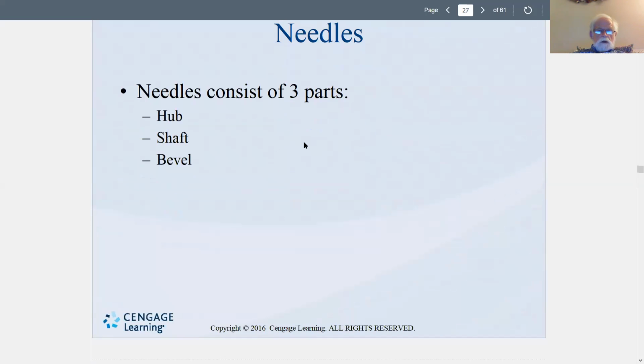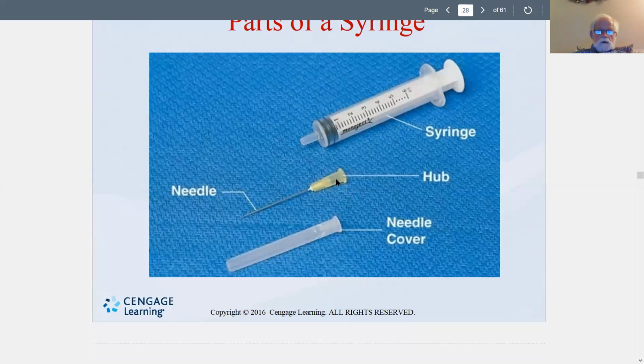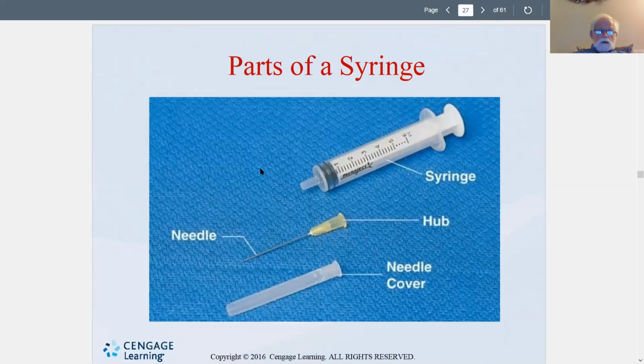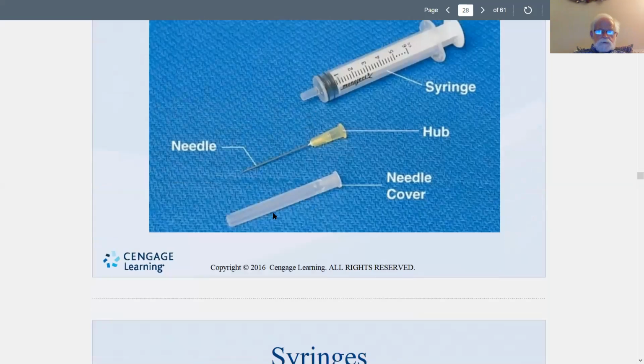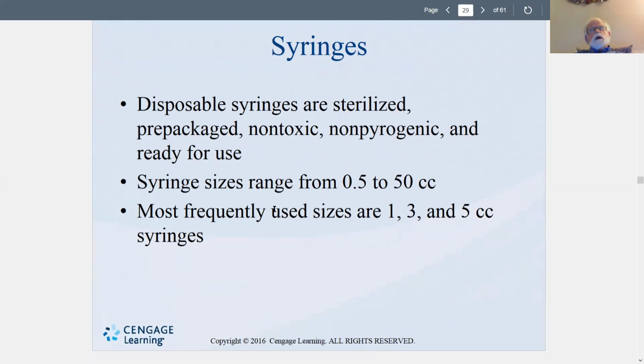The needles themselves have three parts. We've got the hub, we have the needle, okay? And at the end here, we have the slanted part called the bevel. We have reusable and disposable. Disposables were actually invented by a New Zealand pharmacist in the early 1950s, and they have really taken the medical world by storm.